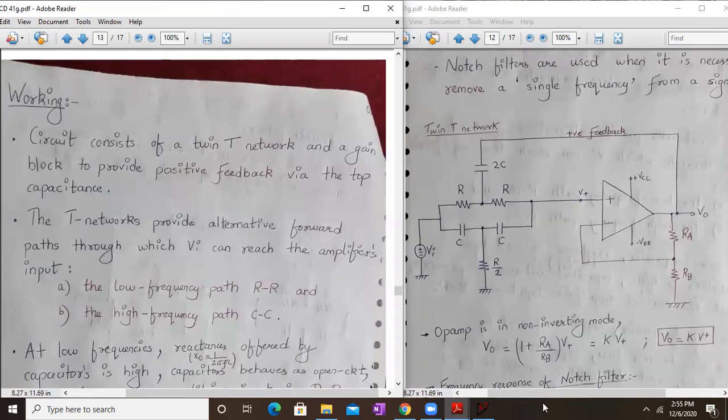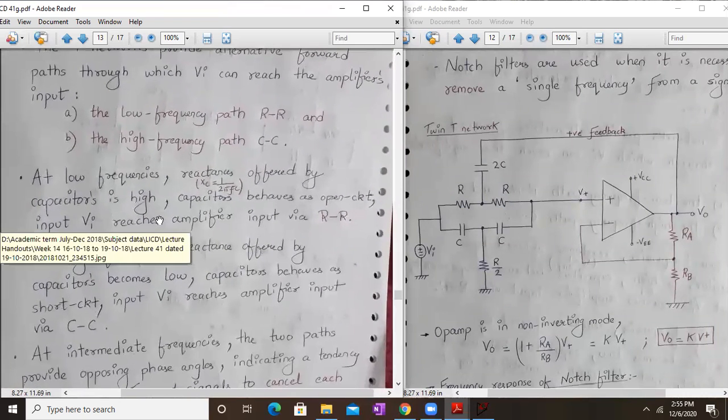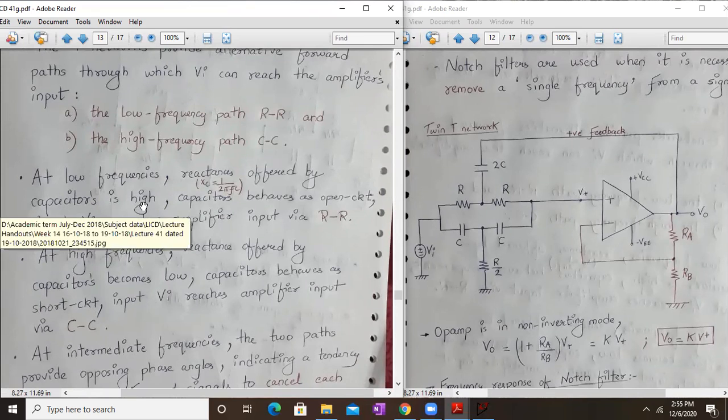The circuit consists of a twin T network and a gain block to provide the positive feedback via the top capacitance 2C. The twin T network provides alternate forward paths through which Vin can reach the amplifier input. We have a low frequency part given by R, R, and a high frequency part given by C, C. Let's consider this. At low frequencies, the reactance offered by the capacitance is high, correct? Because reactance XC and frequency are inversely proportional. So if the frequency is very low, the reactance is very high.